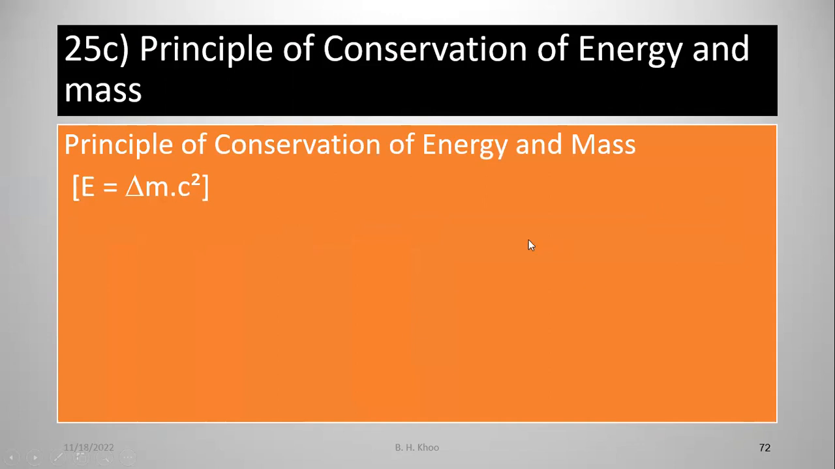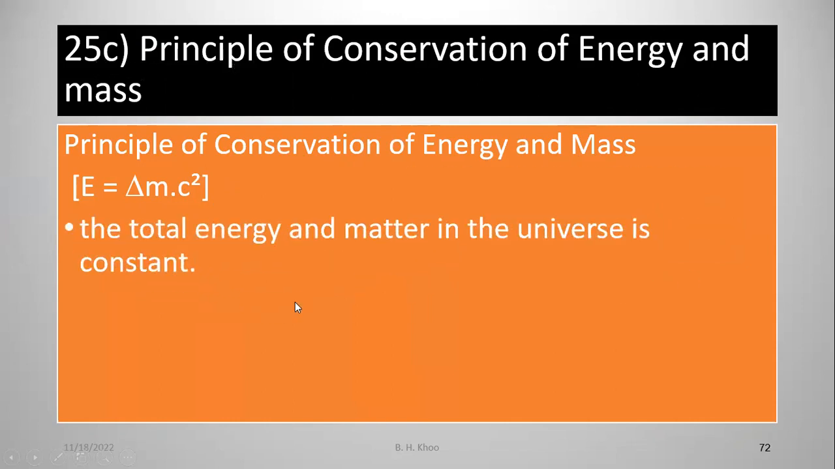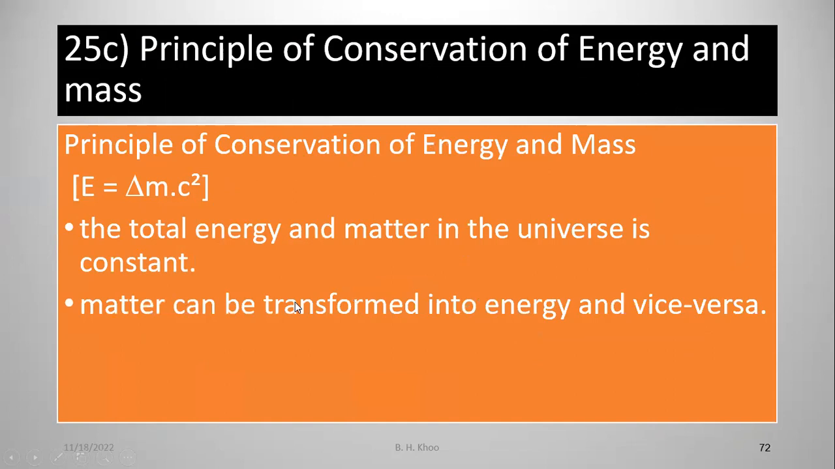Later in the third semester, we study conservation of energy and mass, where we use this formula: energy liberated equals decrease in mass times your speed, c, squared. C is your speed of light. Total energy and matter in the universe is constant. There's no magic. Energy must come from matter, or matter must come from energy. Matter can be transformed into energy and vice versa.